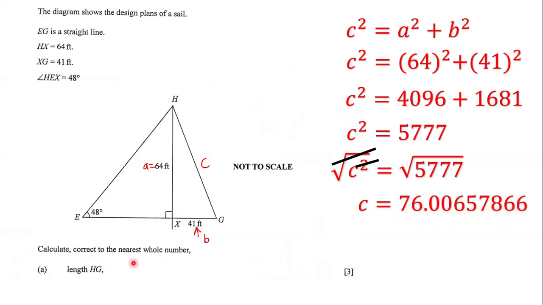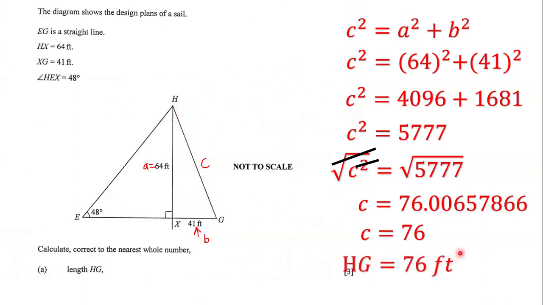76.00657866. Now they say to express our answer correct to the nearest whole number. Notice that this digit right here is 0, which is less than 5, so we cannot round up. We are left with just 76. So HG is 76 feet. That's the answer right there for this one.